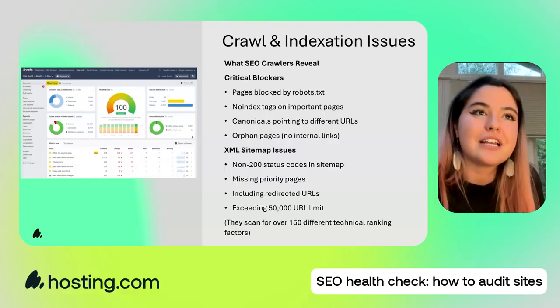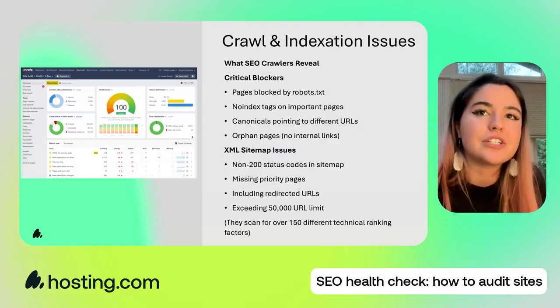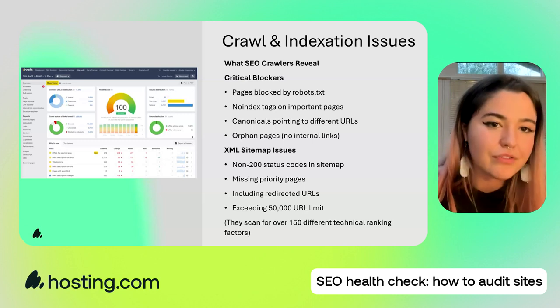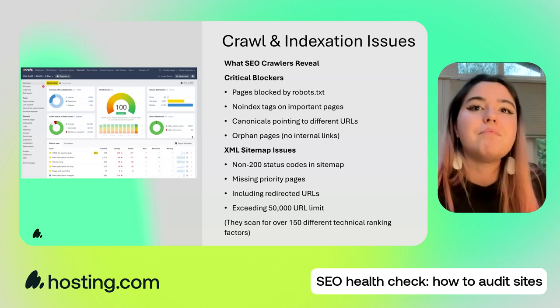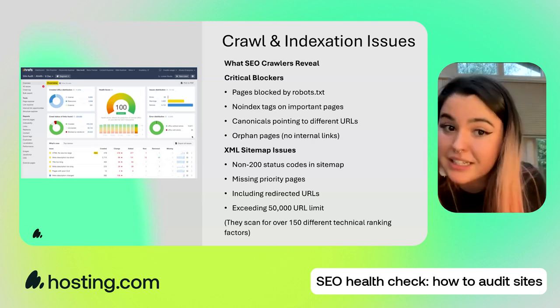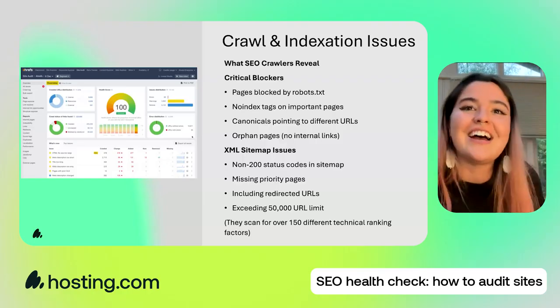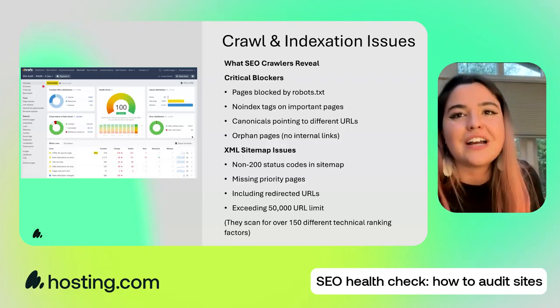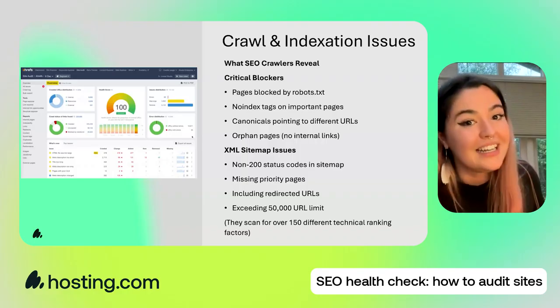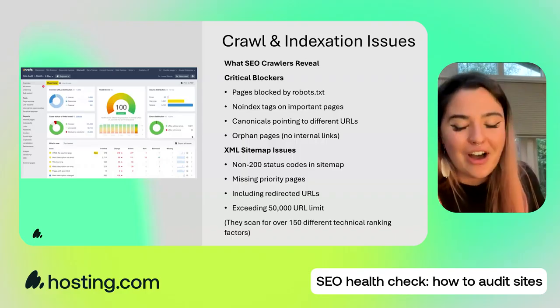Different sitemap issues that can be found during crawls are non-200 status codes, like our 404s or 500 errors. Missing priority pages: hopefully you're not missing any priority pages in your XML sitemap, but if you are, make sure to add them. If we're adding any redirect URLs or if the sitemap is getting too big, those are things that we need to audit as well.